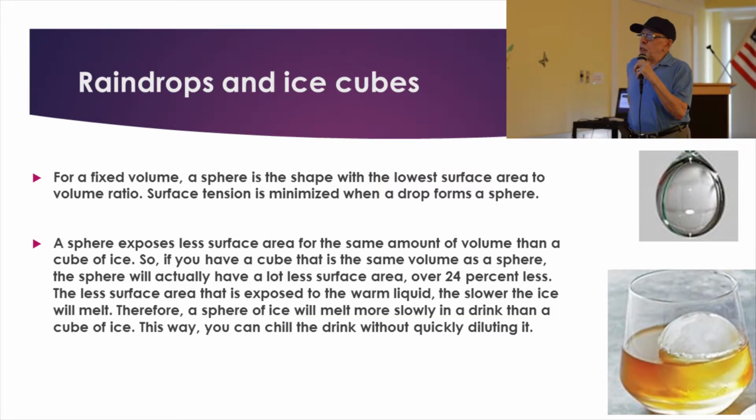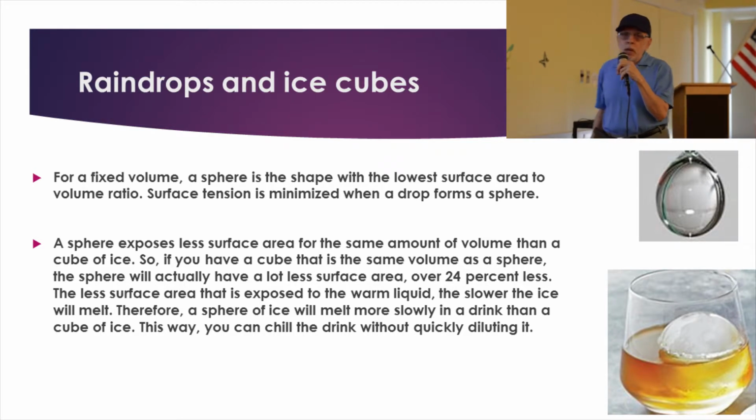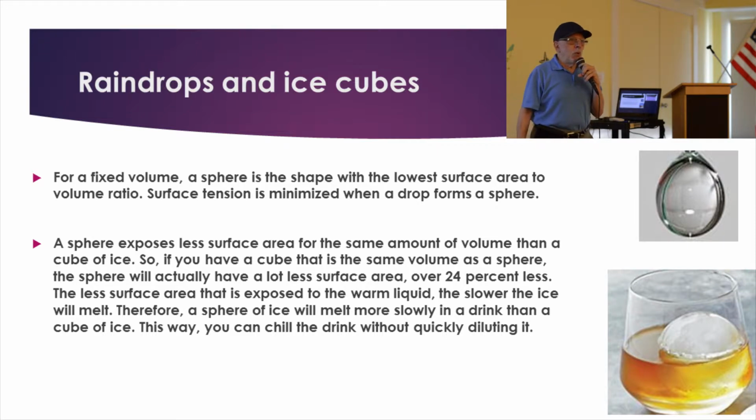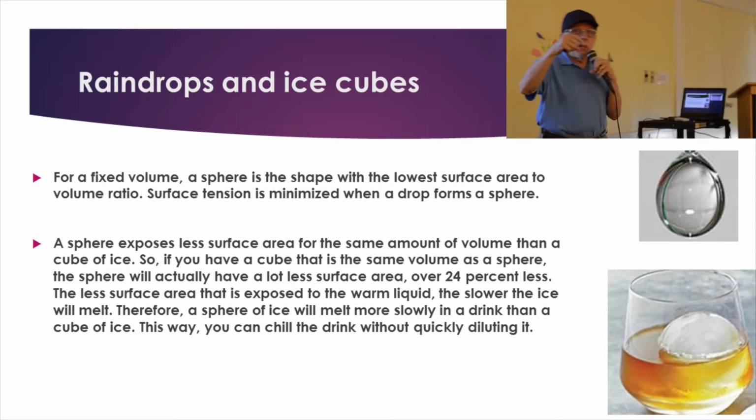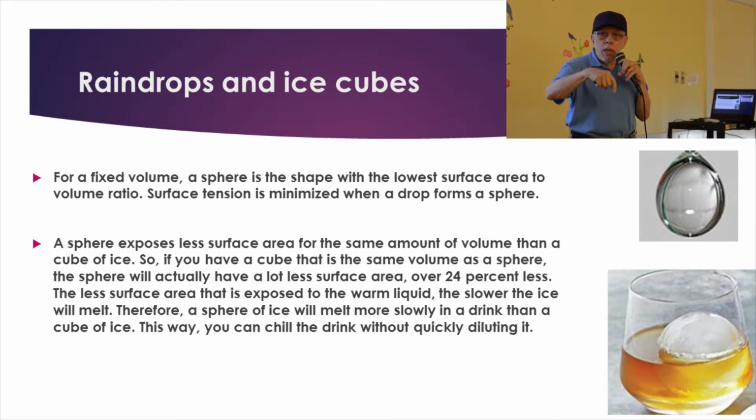For a fixed volume, a sphere is the shape with the lowest surface area to volume ratio. Surface tension is minimized when a drop forms a sphere. Why is there surface tension, and what is it? Well, at the surface of a liquid, there's more attractive force pulling the molecules down and together. So it forms like a skin on the surface, which enables small insects to walk on the surface of the water.